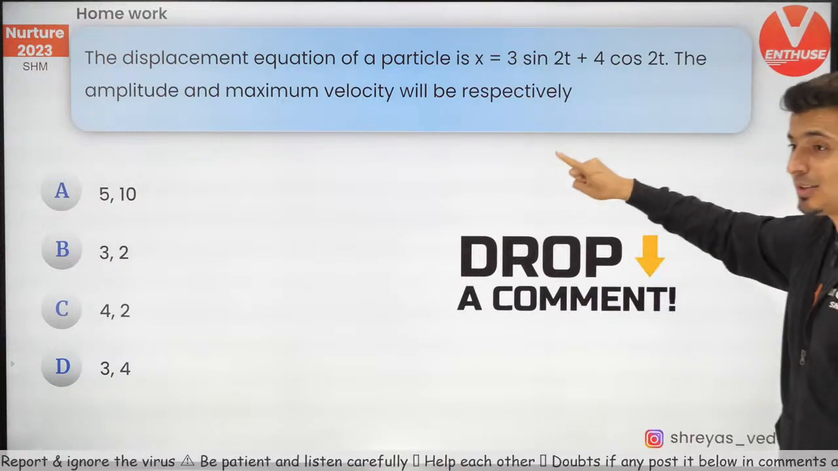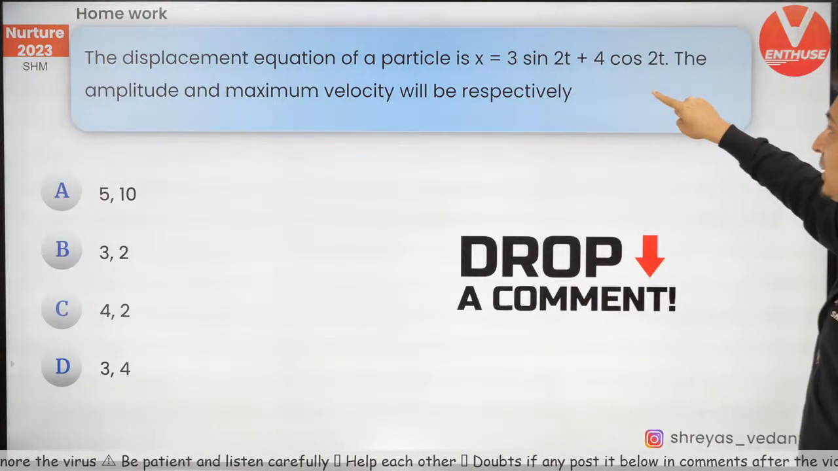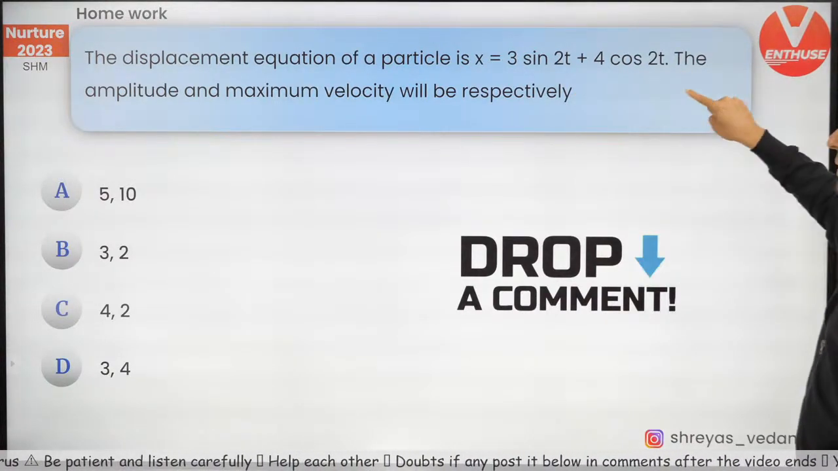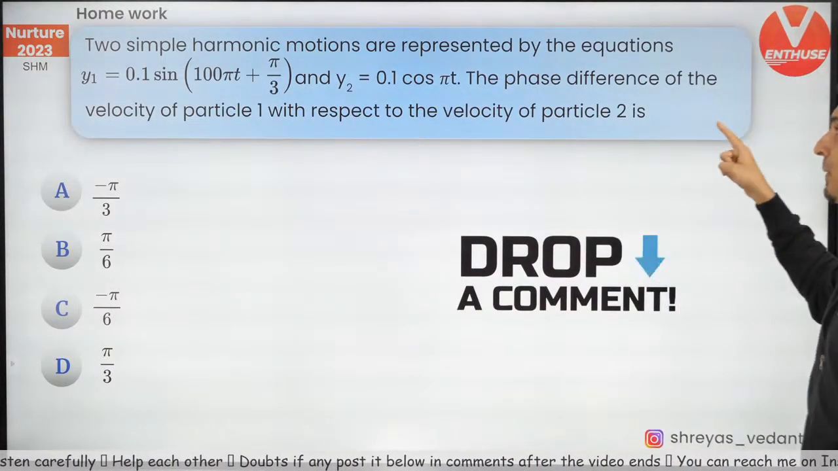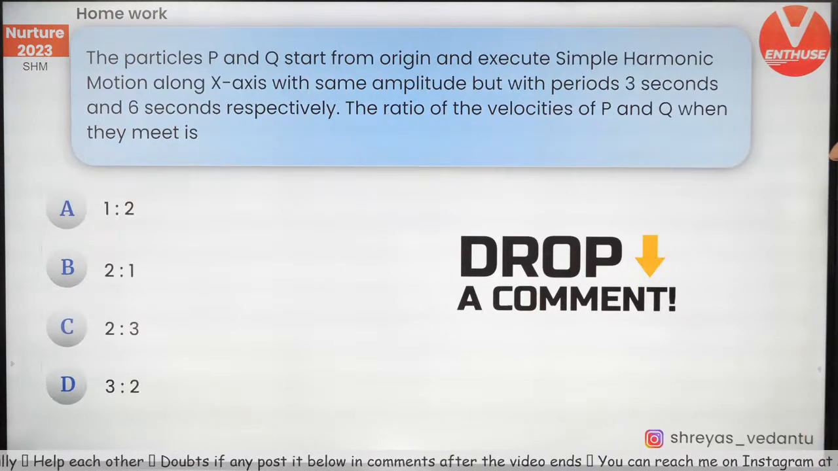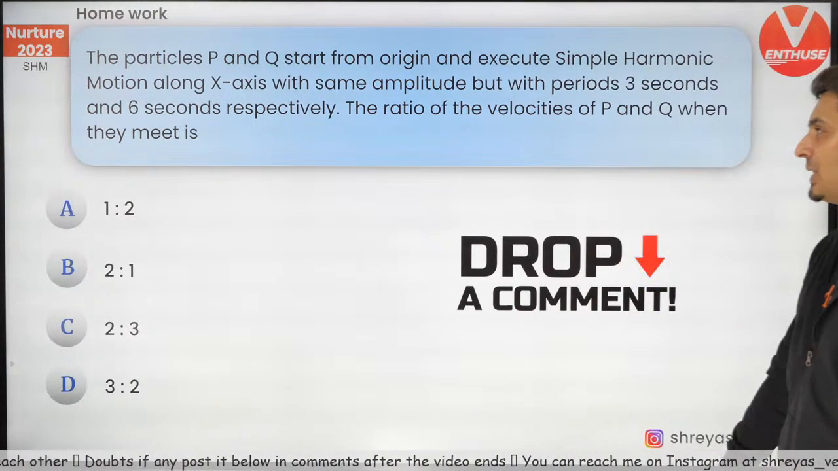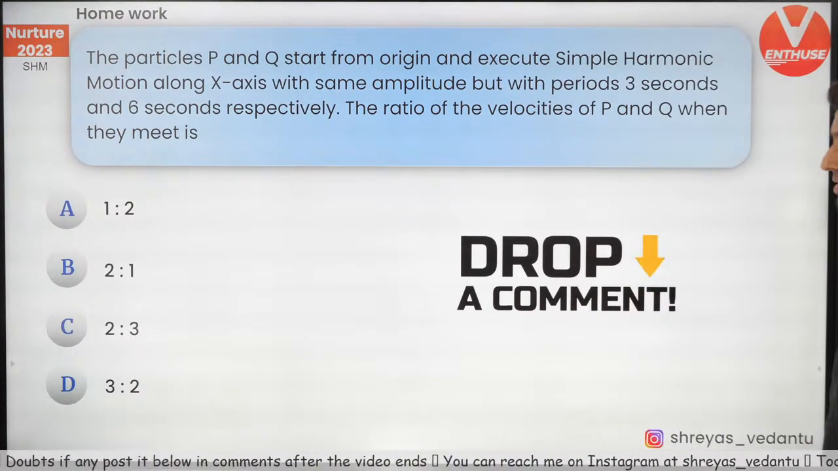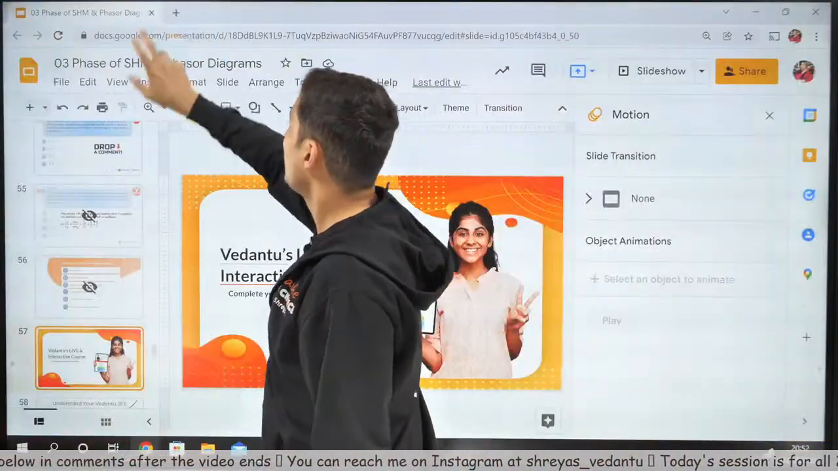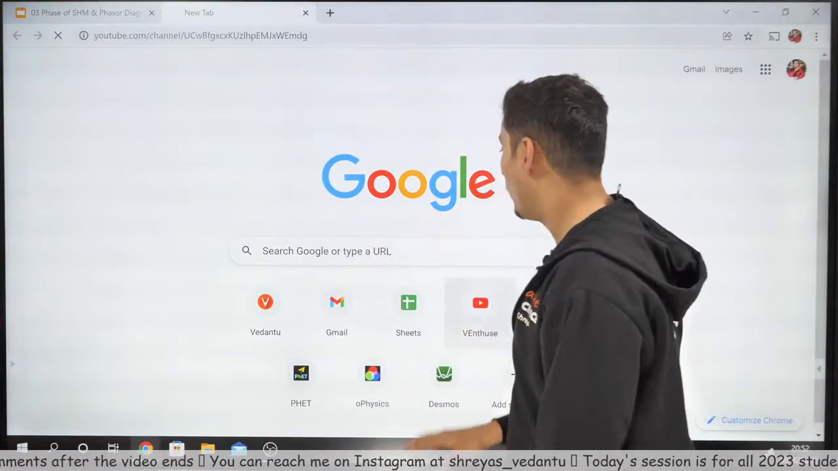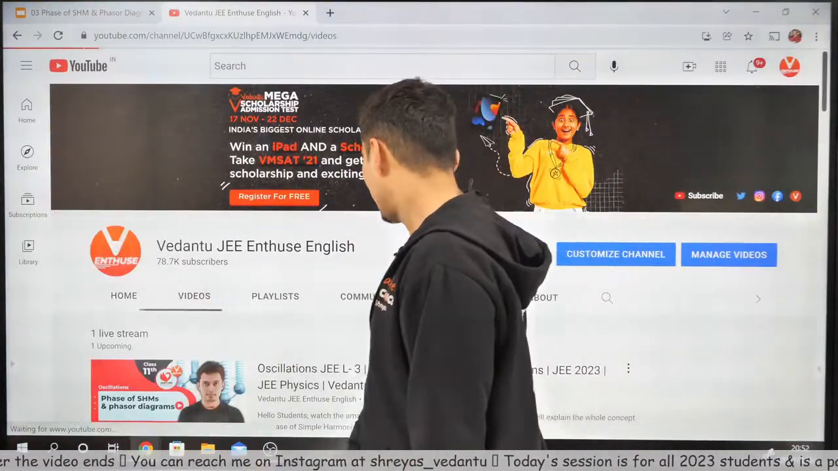Yep, so this is your first homework question, like you can see. The question is, what is the amplitude and the maximum velocity? This is your second homework question. Okay, this is your second question for homework, and this is the third homework question. Three homework questions just for all of you, and let us see who all have done the homework right in this session.